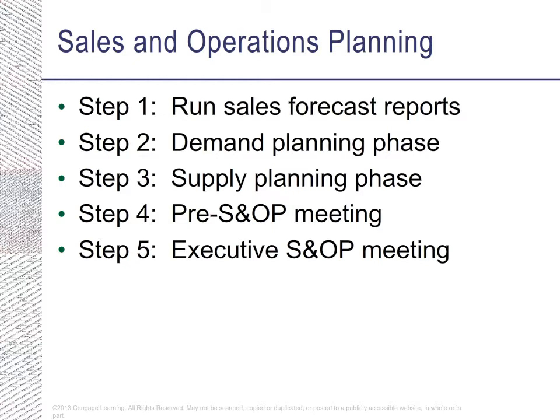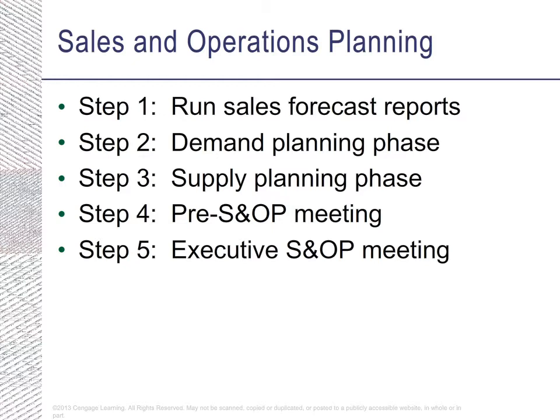So one of the things that we've done to alleviate the problems of all these different forecasts is to agree on one forecast, which we call a sales and operating forecast or sales and operating plan. So the first thing we do is we run a sales forecast. This is the forecast we're going to use to push throughout our supply chain.